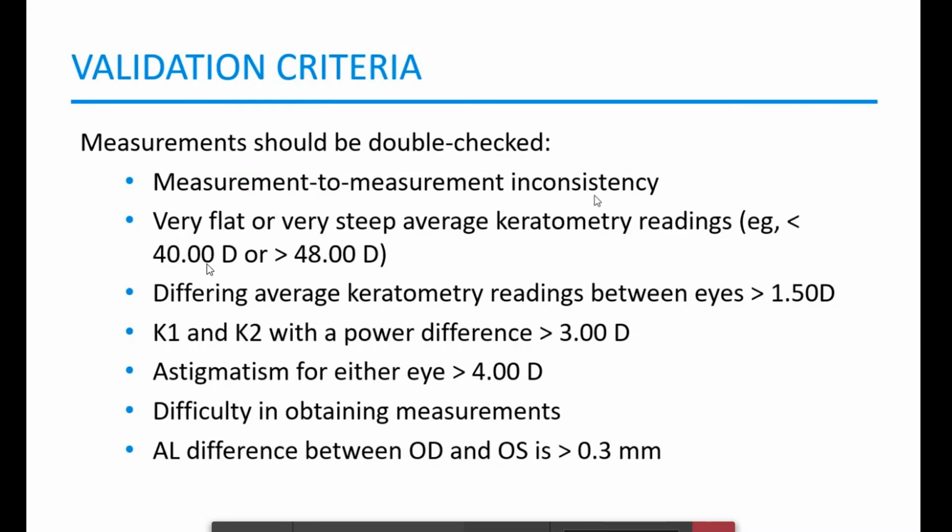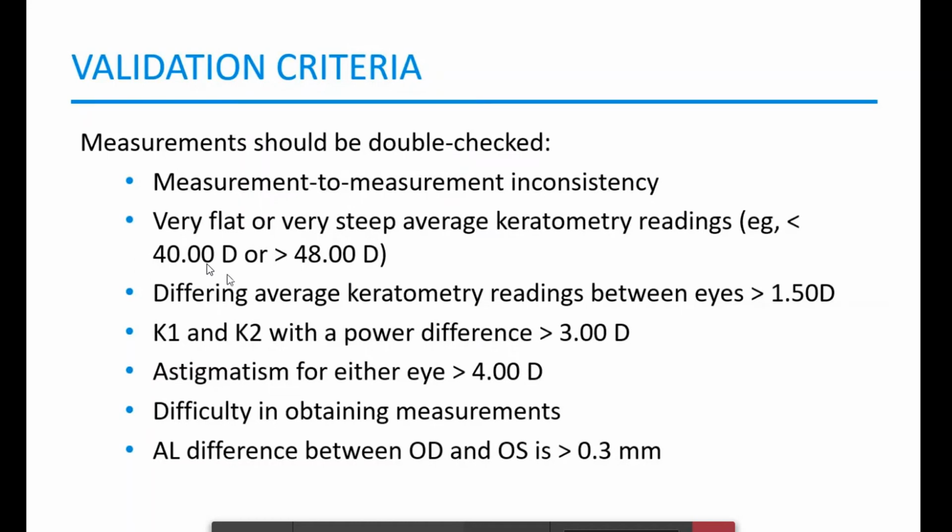So measurement to measurement inconsistency, right? Inconsistency in the sense of, for example, K1 and K2 power difference, or axial length difference measurement between the right eye and left eye. These are actually more on left eye and right eye measurement differences. Okay, so it is more to look at your comparison between the left and right eye. And of course, if you get a very steep or very flat K reading, it's an indication of a different kind of cornea you're dealing with.